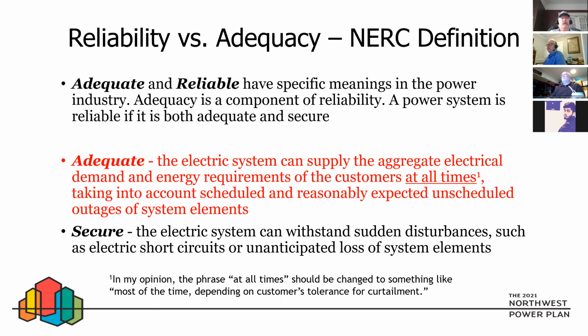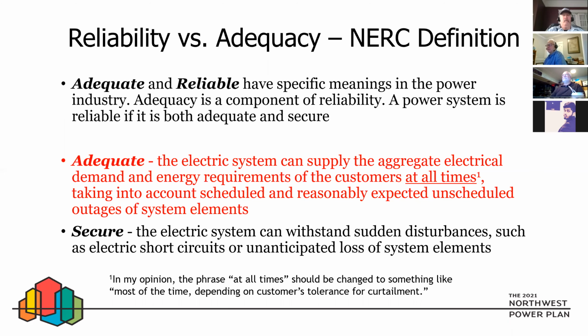The definition of adequate, according to NERC, is that the electric system can supply the aggregate electrical demand and energy requirements of the customers at all times, taking into account scheduled and reasonably expected unscheduled outages of system elements. And secure pertains pretty much to the delivery of that energy, or essentially the transmission system. So that's how some people interpret it.